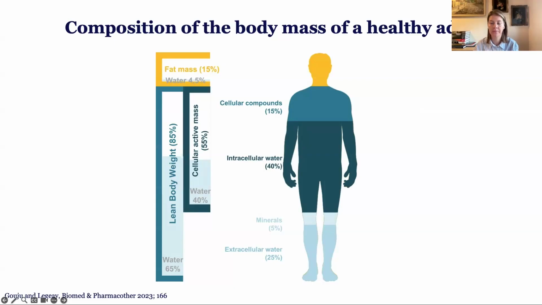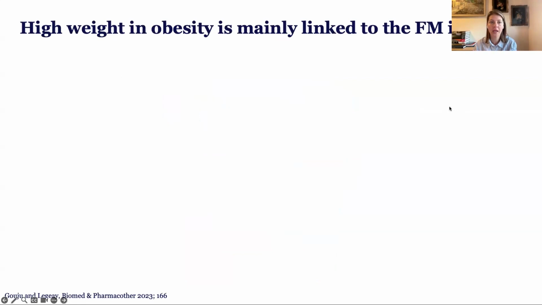So if we look at patients with obesity, this tissue distribution actually doesn't change linearly. So, for example, the mass of the muscle increases less than the adipose tissue because the higher total body weight is related to fat tissue increases. So high weight in obesity is mainly linked to the fat mass increase.